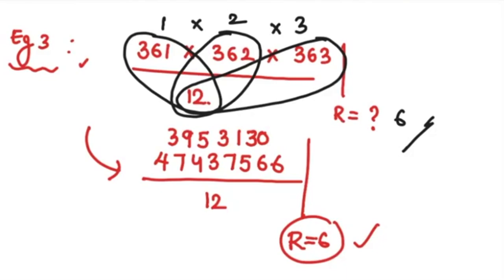Yamuna, we should not do the last digit concept. Don't multiply the last digits. After we divide, whatever remainders we get, only those remainders we should multiply. Okay.